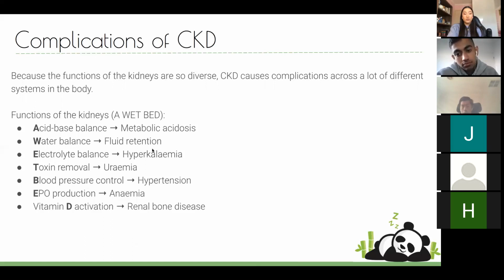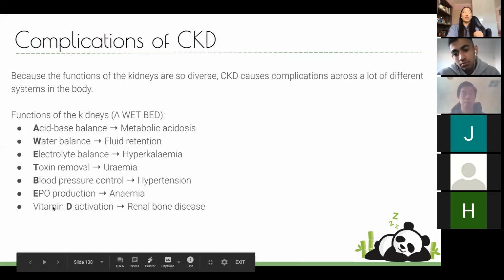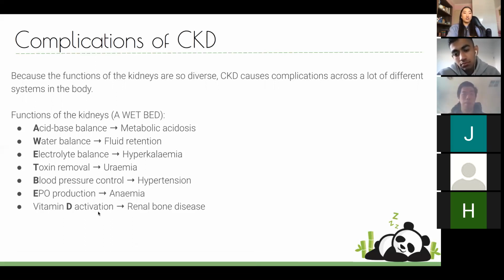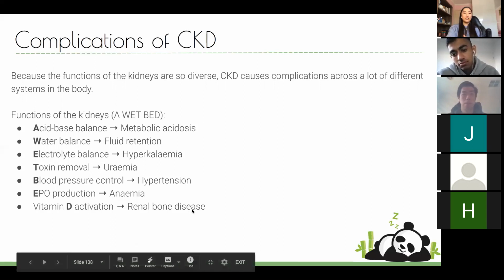Blood pressure control, hypertension. EPO production, so erythropoietin is the hormone that stimulates red blood cell production, so issues with that is going to cause anemia. And then vitamin D activation, and issues there will cause renal bone disease.